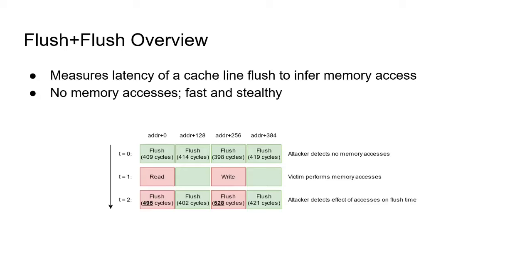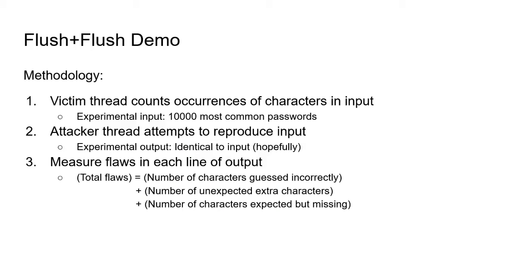Cache line flushes usually have fairly consistent latency. If populated, a cache line will take longer to flush. Therefore, reads and writes can be detected by measuring the time taken to flush a cache line. The application of this attack is shown in the following demo.